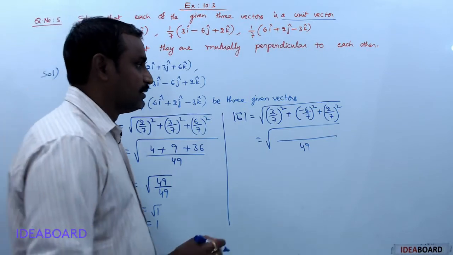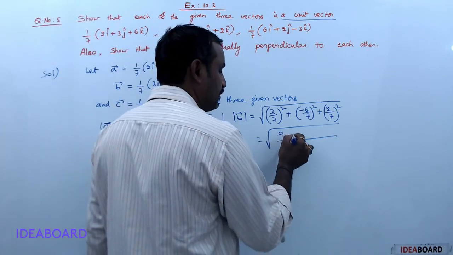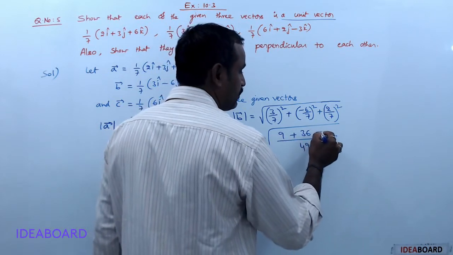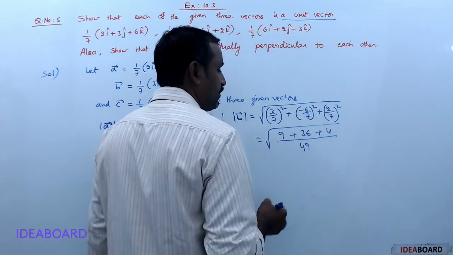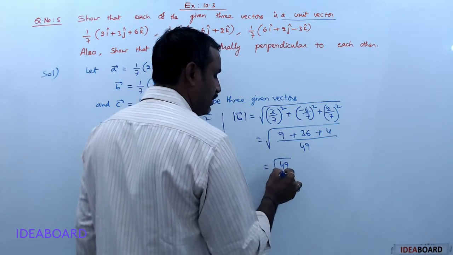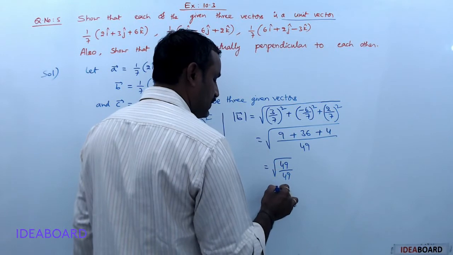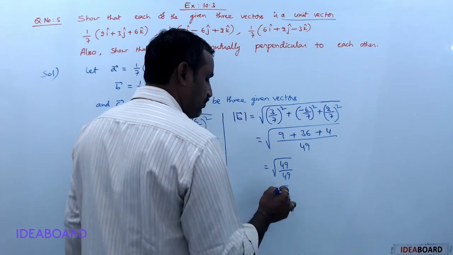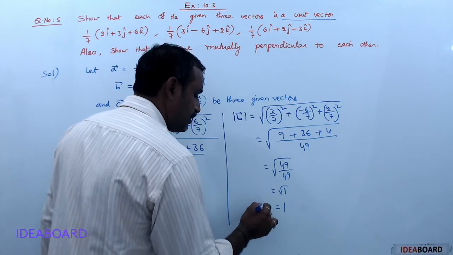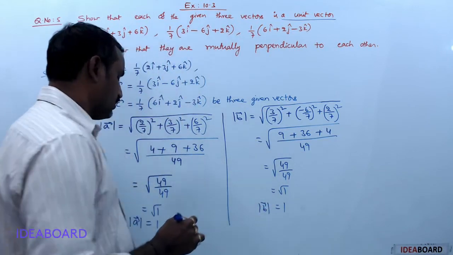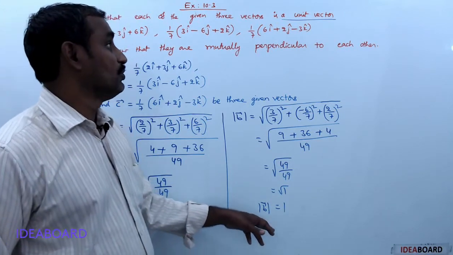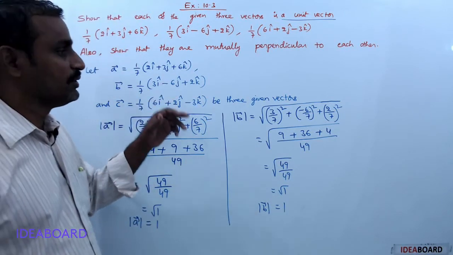Now 3 square value is 9, 6 square value is 36, minus 6 whole square is positive 36, plus 2 square value is 4. So now we simplify: 49 by 49 under root. So now this value is equal to root 1. Both get cancelled, so this value becomes 1 only. So mod of B bar is also 1. Mod of A bar value is 1, mod of B bar value is also 1. So the second vector is also a unit vector.